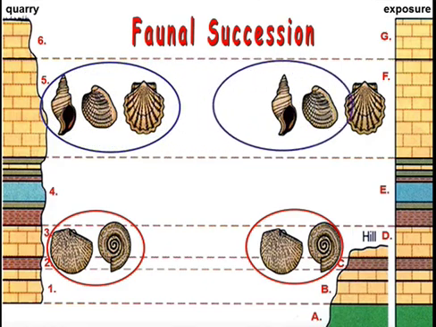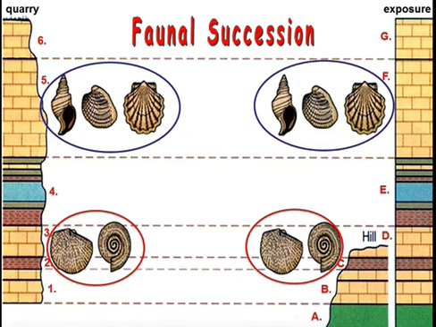Similarly, the other fossils found in bed 5 in the quarry show that it is the same age as bed F in the exposure section, which contains the same fossils. With these key beds identified, geologists are able to correlate the other beds in the section of the quarry to those in the section of the exposure.